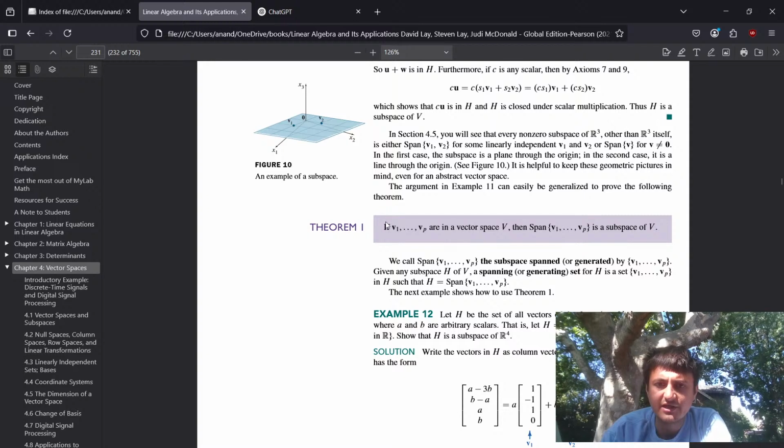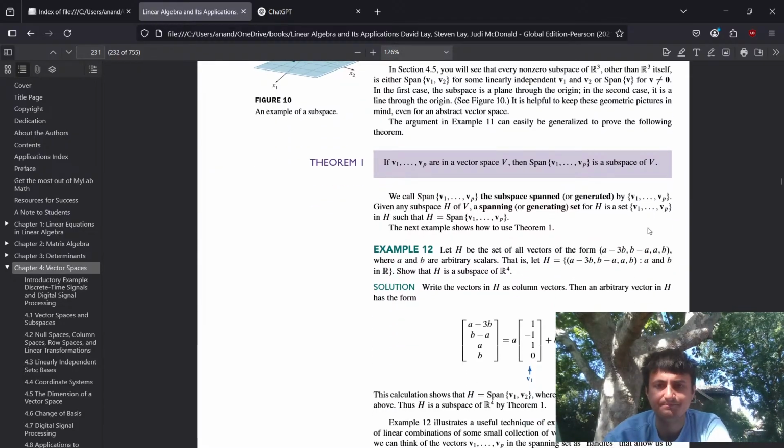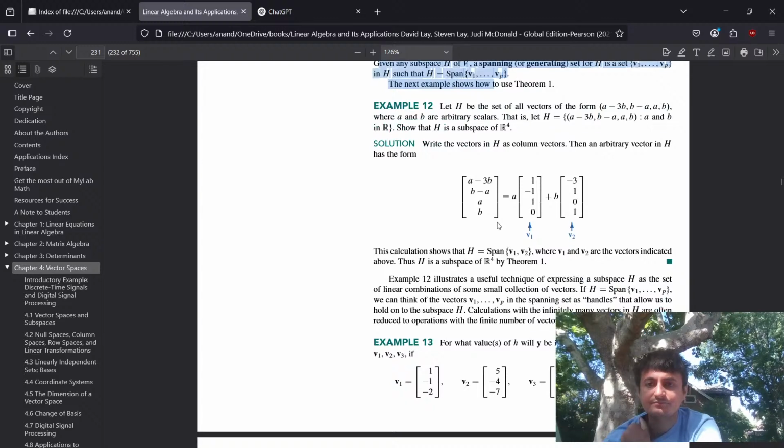All right, so then here's the theorem. If some V1 to VP are in a vector space V, then the span of them is a subspace. So any set of vectors in a vector space, their span forms a subspace. And we call span V1 to VP the subspace spanned or generated by V1 to VP. Given any subspace H of V, a spanning or generating set is a set such that the span equals that set.